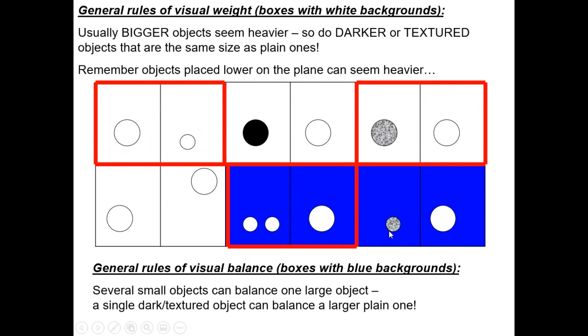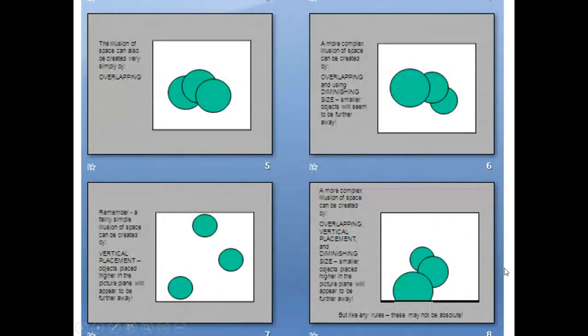The same thing is happening here. A small, darker, or textured object can balance a larger plain object. We also looked at various illusions of spatial depth. The simplest one, of course, is just overlapping. Making one shape appear to cover another one up creates a sense of depth.